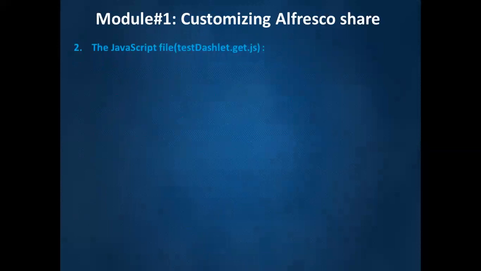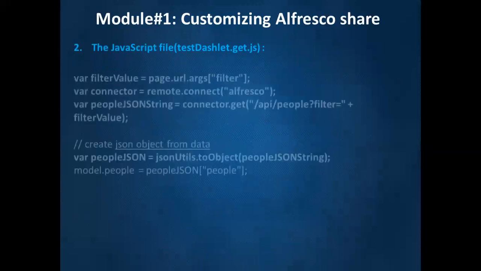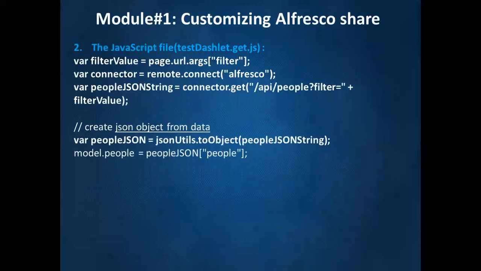Now for the JavaScript file, we will see that some lines of code will change. So what did I add this time? What is new in this JavaScript code? The new part is the first line, var filterValue equal page.url.args.filter. This line means I gave a filter as an argument for the filterValue variable.